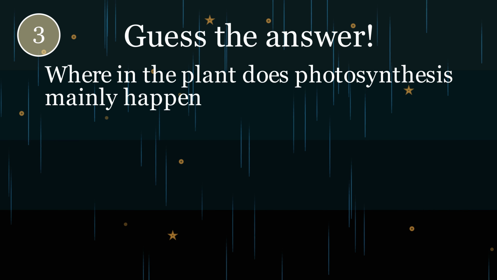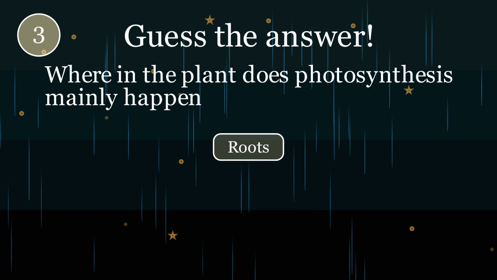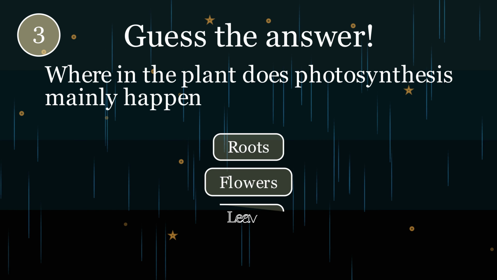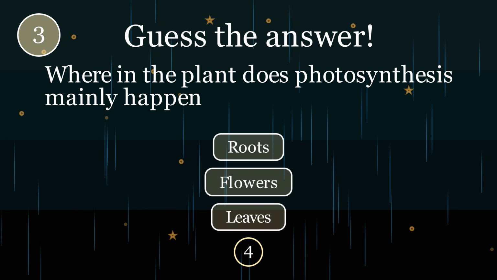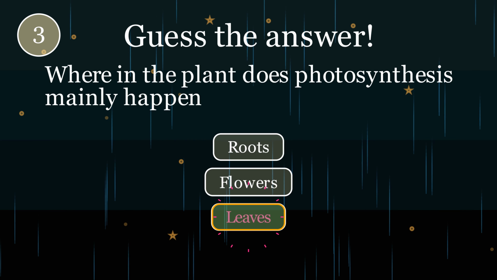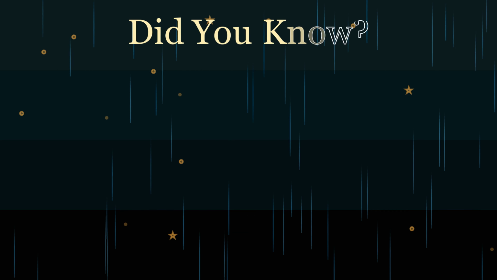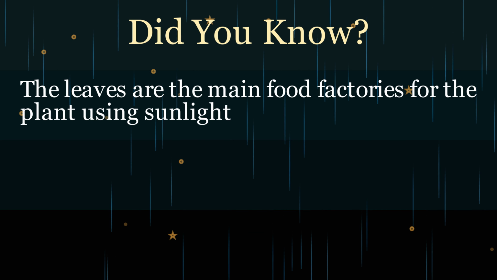Where in the plant does photosynthesis mainly happen? Roots. Flowers. Leaves. The correct answer is leaves. Knowledge boost: the leaves are the main food factories for the plant using sunlight.